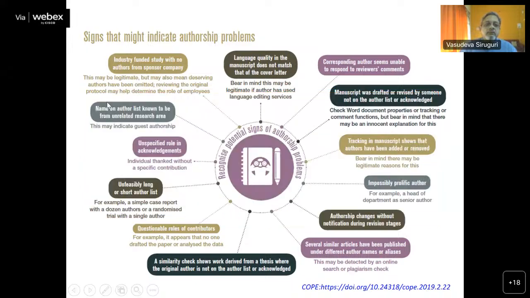And sometimes the names on the author list are known to be from totally unrelated research areas. And then there could be an industry funded study with no authors from that industry itself. So all these are pointers, okay? They are only pointers. I am not saying that they are the reasons, okay? They are pointers to the fact that there could be issues with the authorship roles.